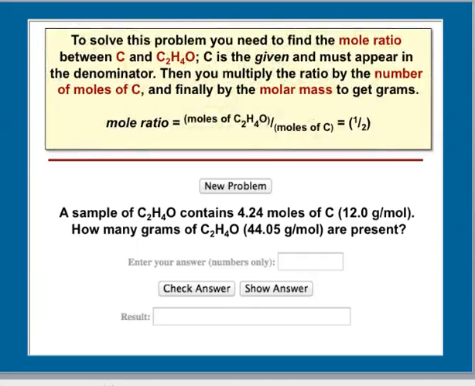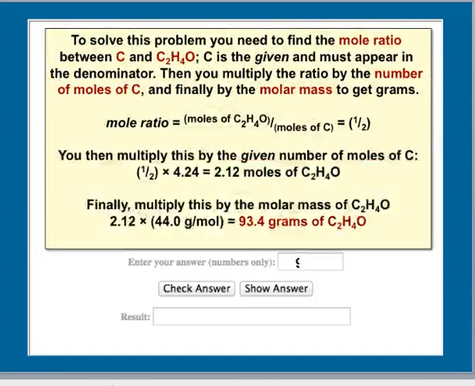We are given so many moles of carbon. Going to multiply that by our 1/2, so that divides it by 2. So roughly 2.1 moles. Finally, we know that every mole of this stuff weighs 44 grams. We have about 2.1. 2.1 times 44, 93.4 grams of stuff.